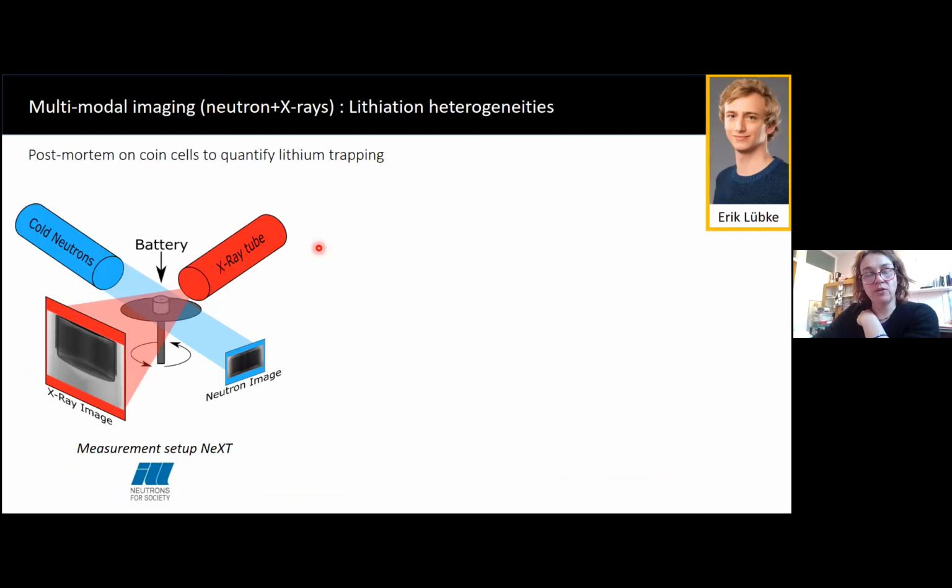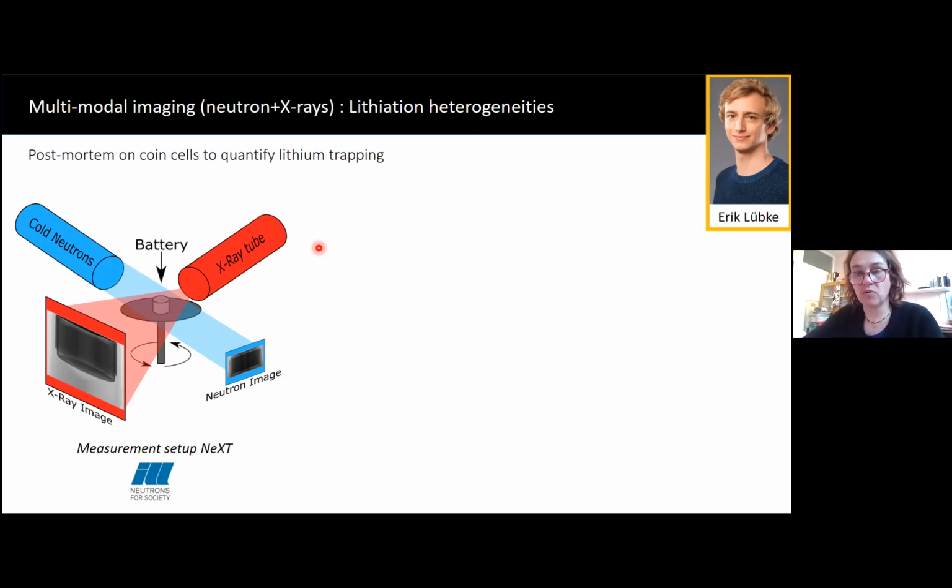The last example I want to show is now making progress towards the even more complex use of the large-scale facilities. And this is a multimodal characterization. Multimodal means you will combine neutrons and X-rays. So this is a measurement that is possible at ILL on the instrument NeXT, where you can do neutron imaging, and they have an X-ray tube, and you can also do the X-ray computed tomography on the same battery in the same location, in the same experiment.